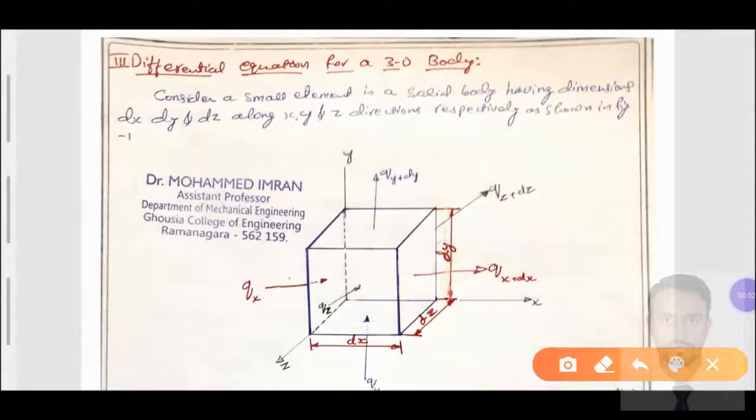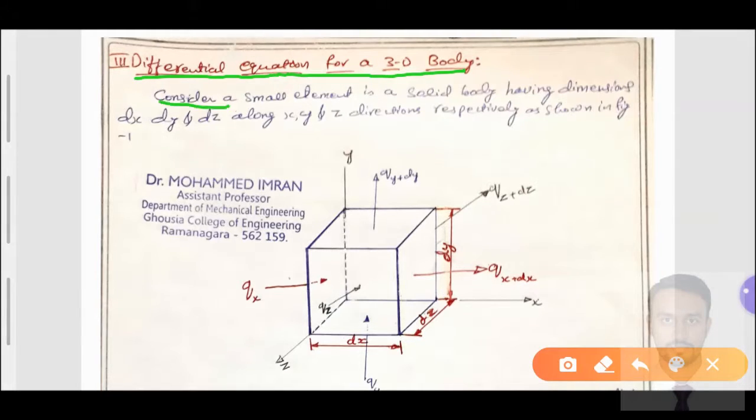Hello, my dear friends. In the last lecture, we derived a differential equation for a one-dimensional body. Now, in this lecture, you'll get the idea of the differential equation for a three-dimensional body, deriving it for heat flow in a volume.